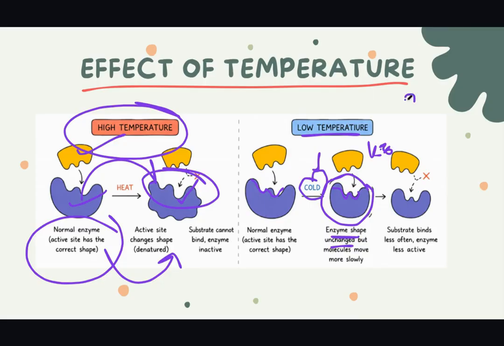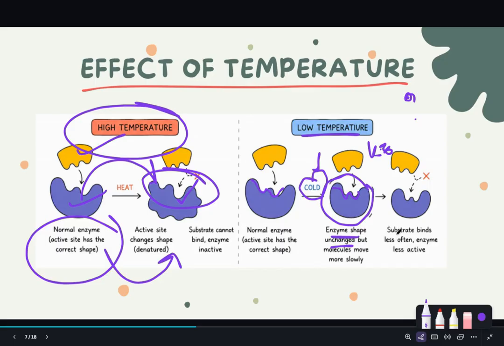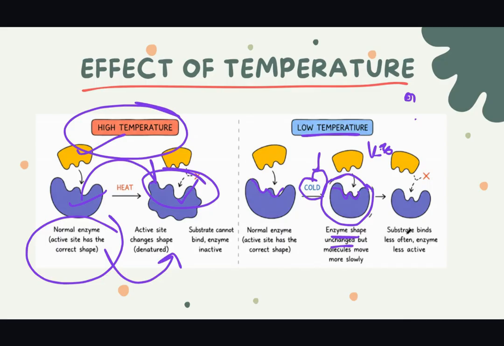So if they're not going to strike with each other at such high speeds, there is very less chance of them actually colliding into one another and binding into one another, which means that my enzyme substrate complex is not going to be formed. Hence, the substrate binds very less often. So your enzyme is actually inactive. Okay, so your enzyme is less active.